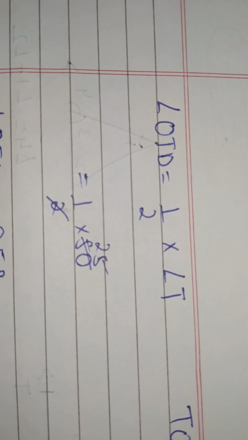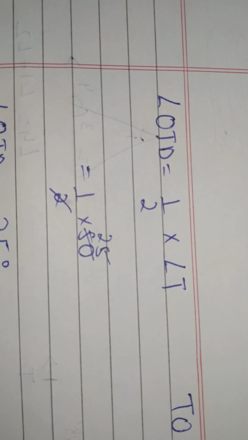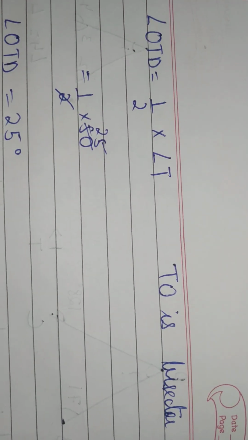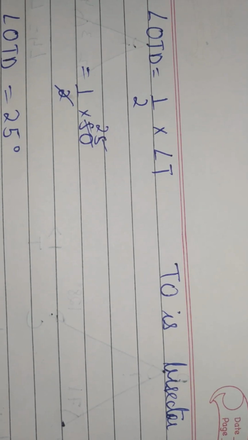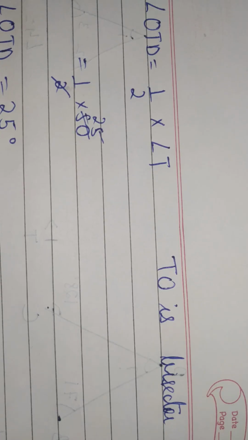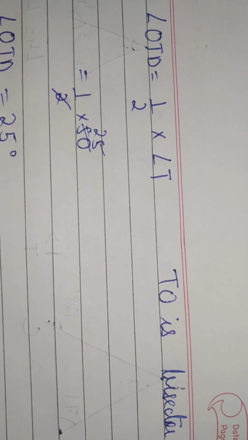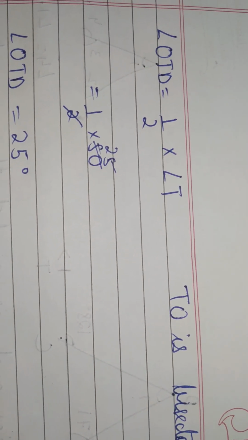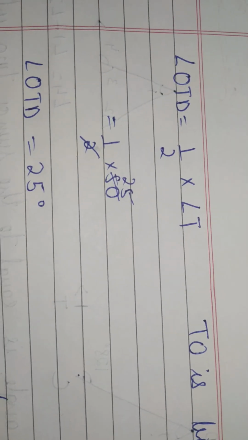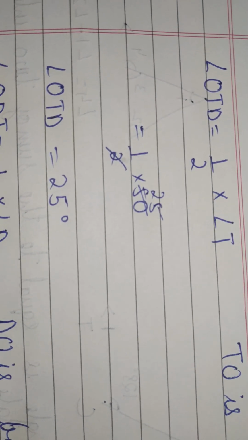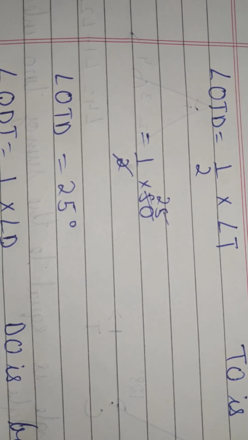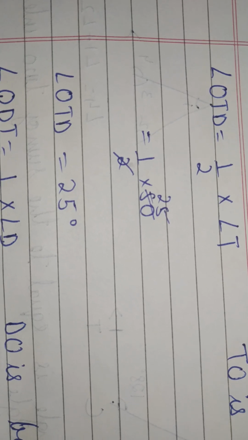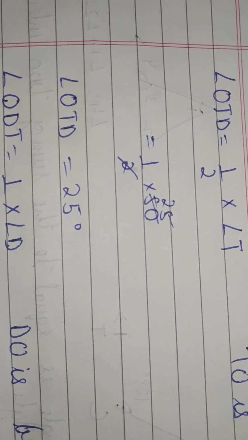So angle OTD is equal to half of angle T. Why have I written that? In the question they have given us TO is a bisector of angle T, which means half multiplied by angle T. So half multiplied by 50. If you cancel, you will get angle OTD is equal to 25.